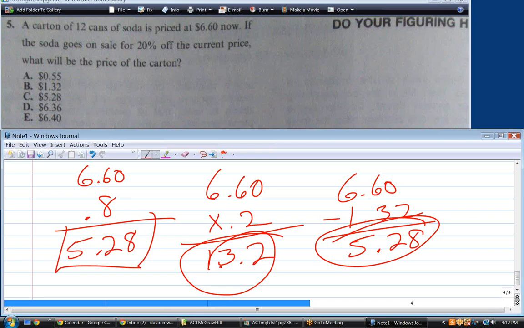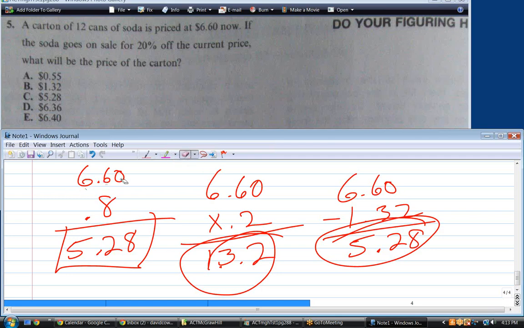And this is kind of an important thing to realize, because there's lots of problems on the ACT that have this 20% off or 20% tax. So it's useful to know that if something is 30% off, you pay 70% for it. Or if something is 5% off, you pay 95% for it.